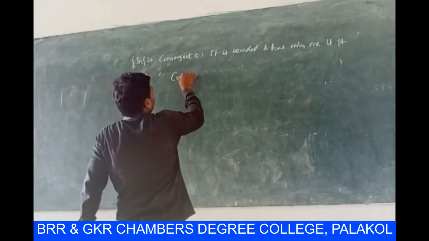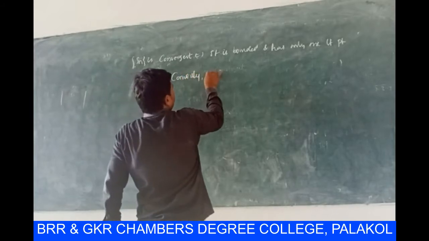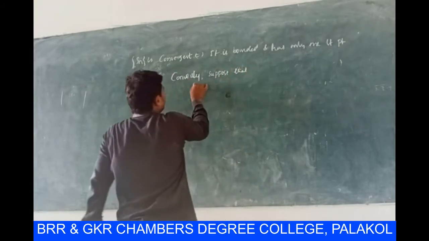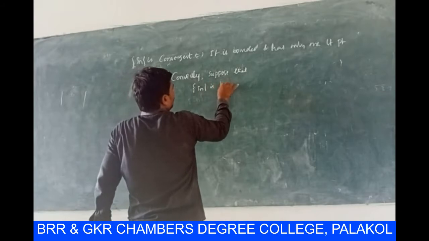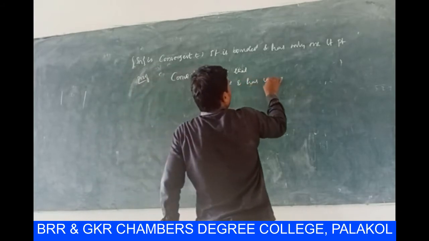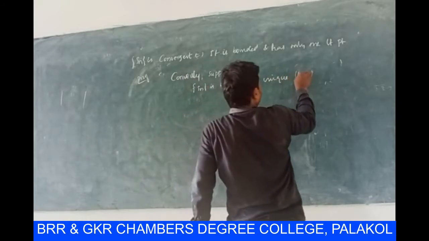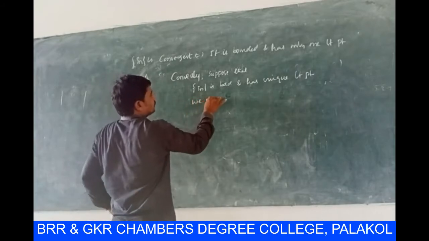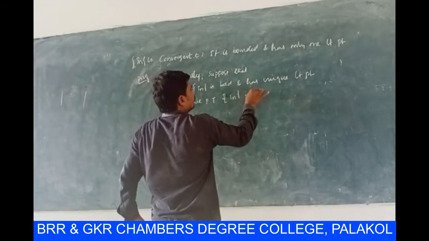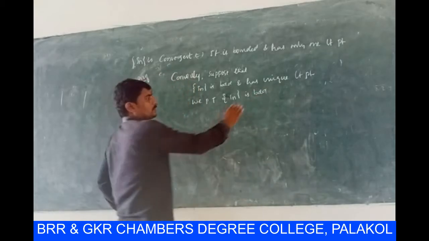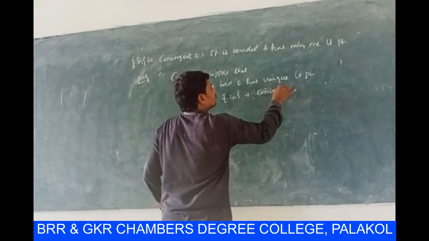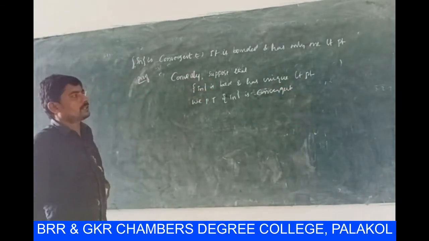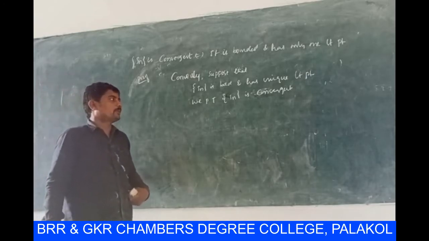Suppose conversely that the sequence Sn is bounded and has a unique limit point. Now we prove that the sequence Sn is convergent. Since the sequence is bounded, it has an infimum value as well as a supremum value.